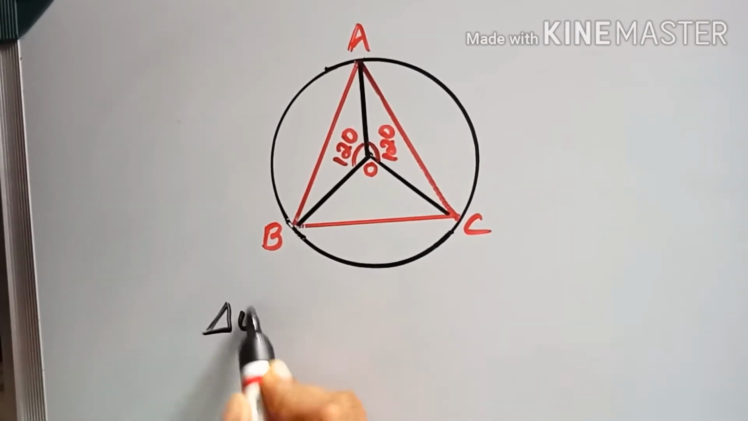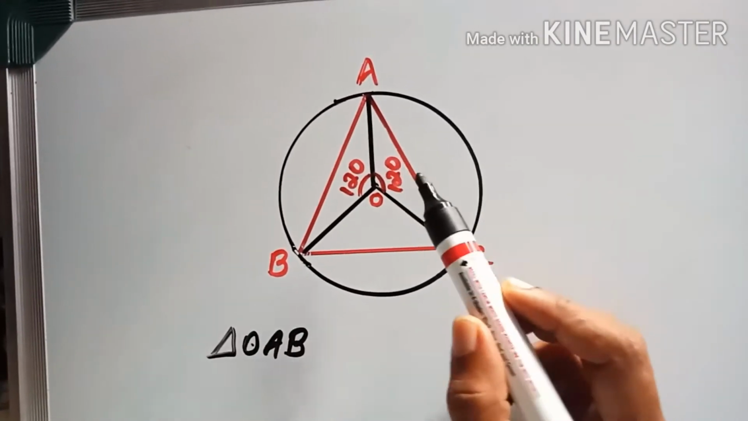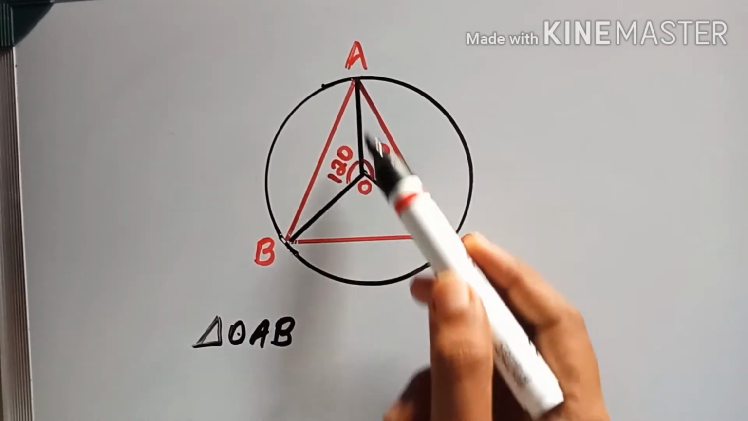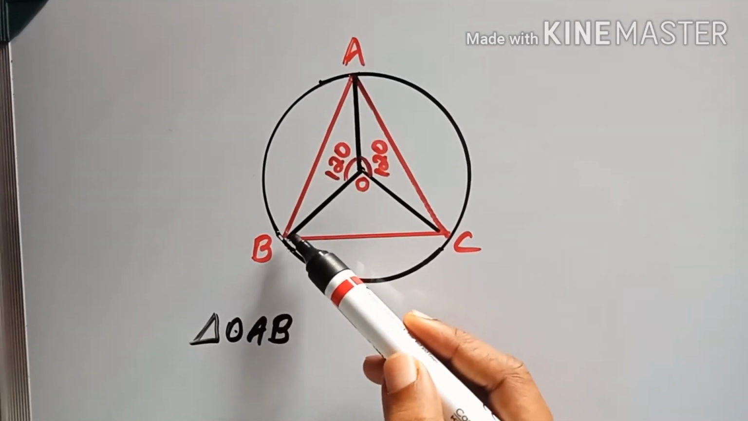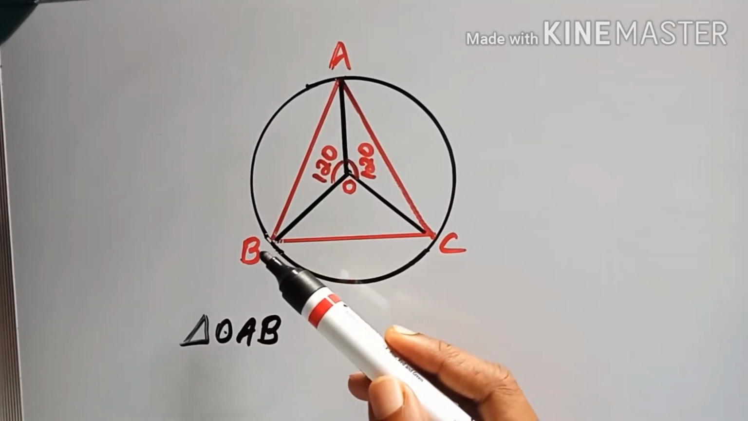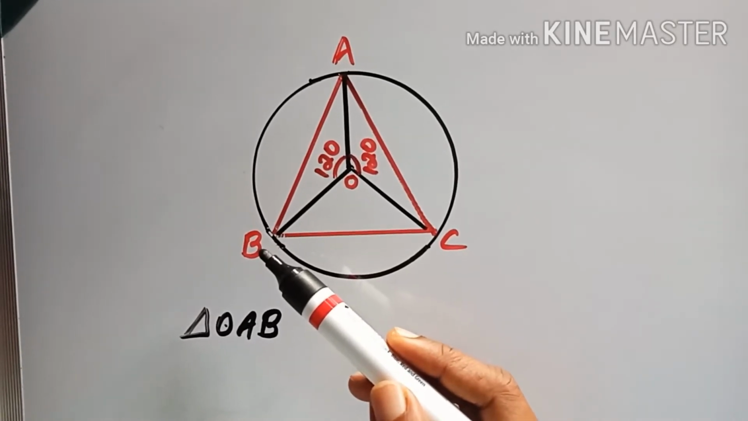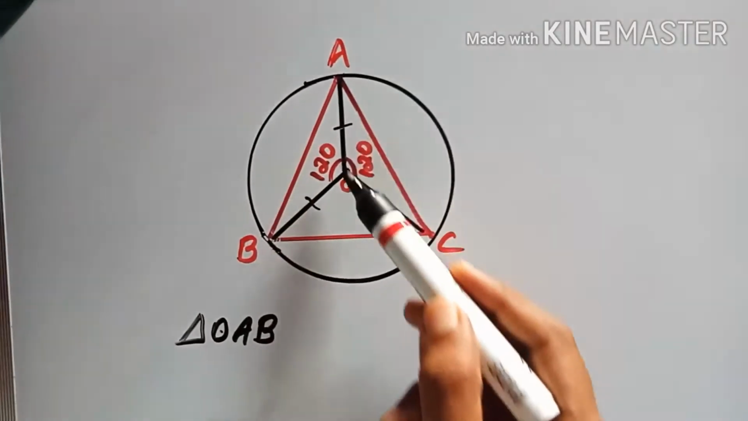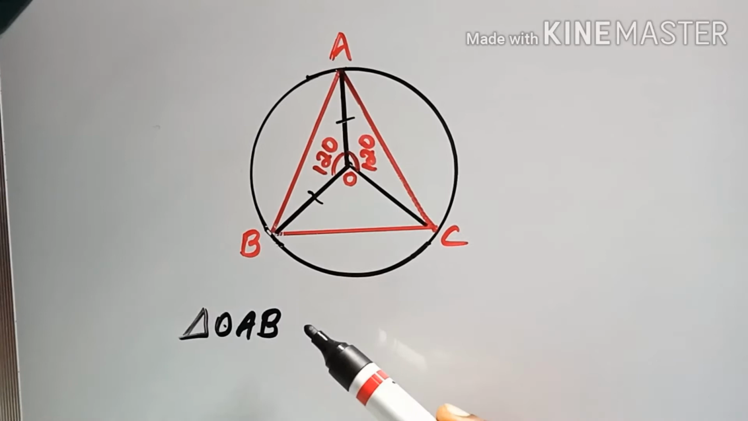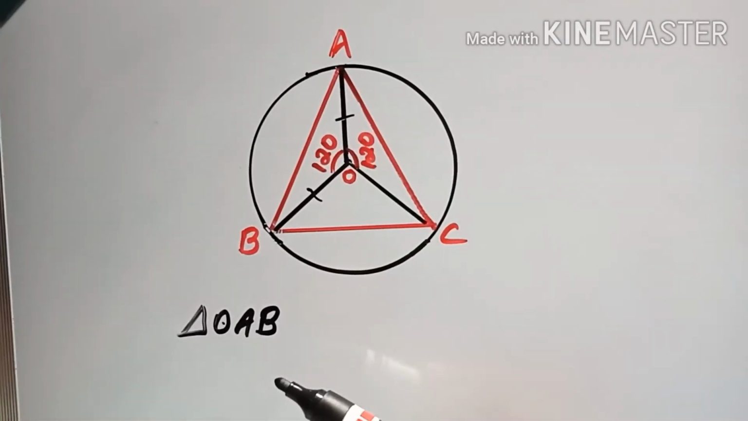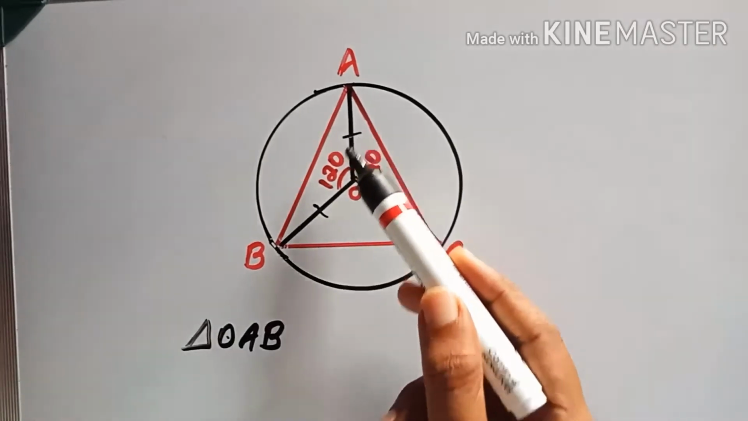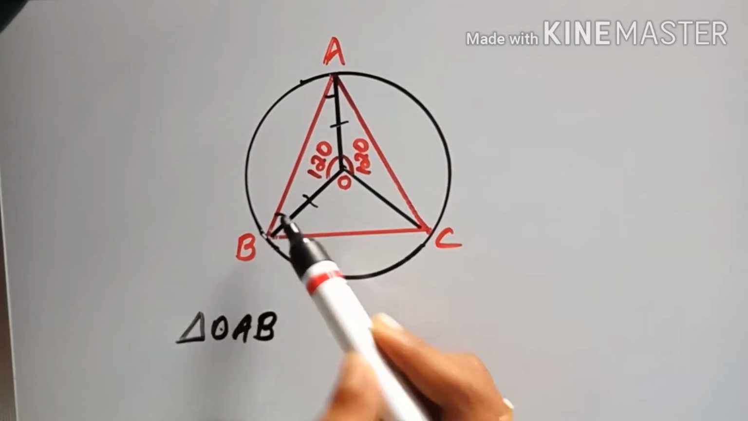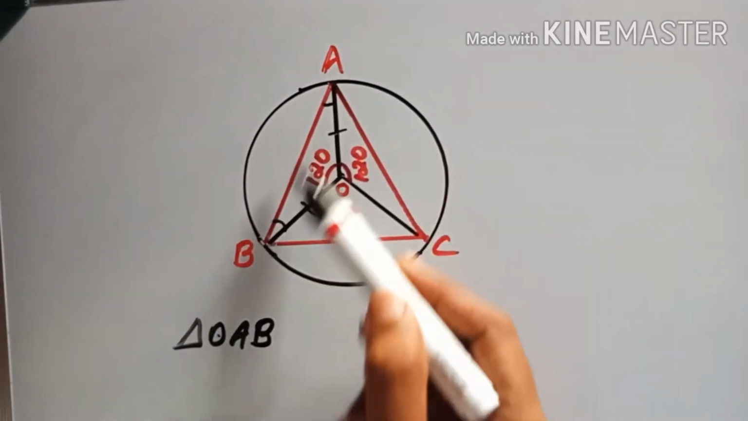Consider triangle OAB. You can see OA and OB are radii of this circle. OA is a radius and OB is also a radius. And what is the relation of radii? Radii of a circle are always equal. So OA equals OB. These two sides being equal means triangle OAB is an isosceles triangle. Isosceles triangle means the angles opposite the equal sides will also be equal. That means these two angles will be equal.